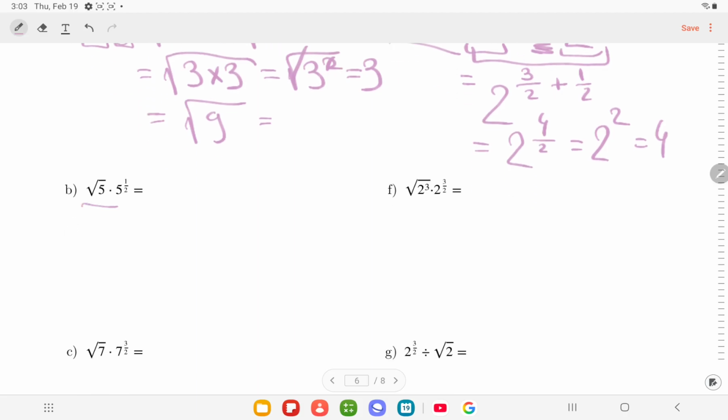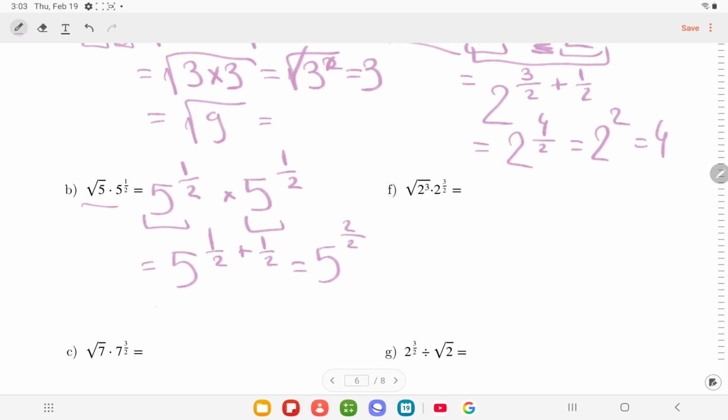So here we can try to convert it all into exponents. So we have the root of 5, which can be written as 5 to the power of 1/2 because it's a square root, multiplied by 5 to the power of 1/2. And since these are both the same base, we can add the exponents, and we will get 5 to the power of 2 over 2, which is 5 to the power of 1, which is 5.